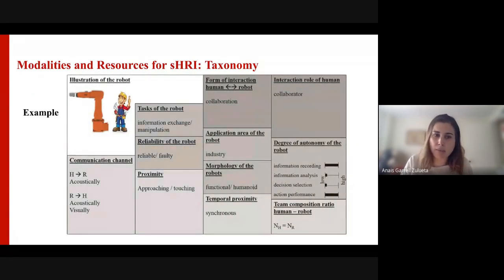Here you have another example, where we are talking about the communication channel, the task of the robot, the reliability of the robot, the proximity, whether they are touching or not, and the form of interaction, whether it's collaborative, cooperative, or they just coexist. The application area, the morphology of the robot, and so on. But it's very important to make your own taxonomy, to know where your systems are located.